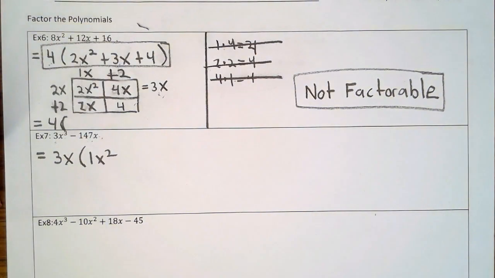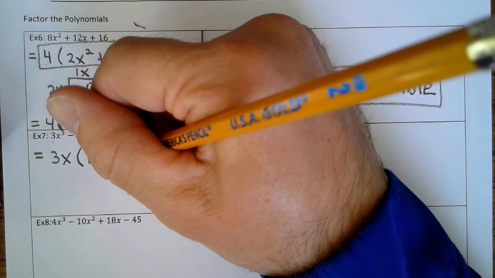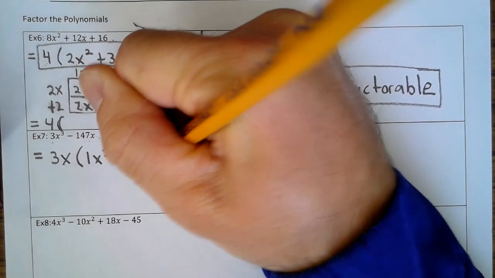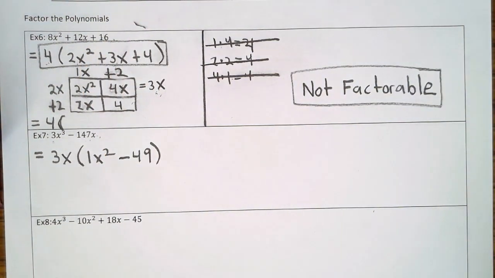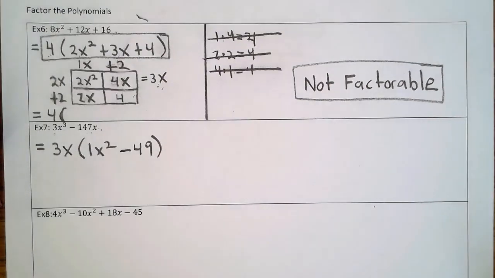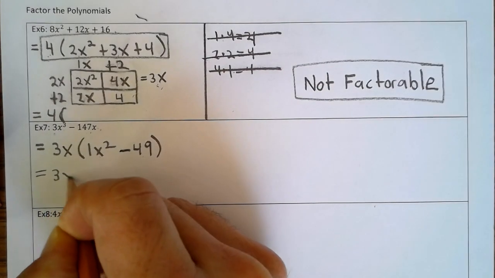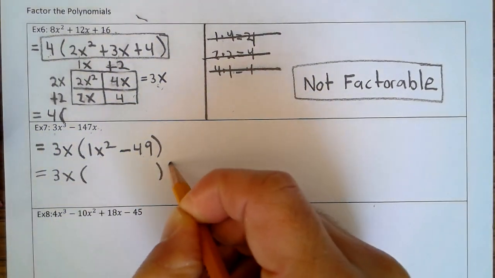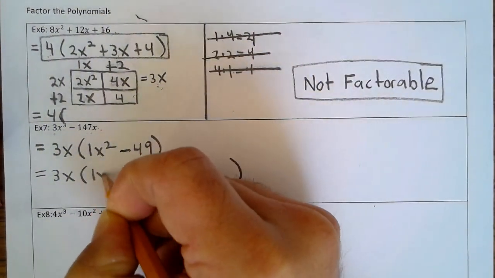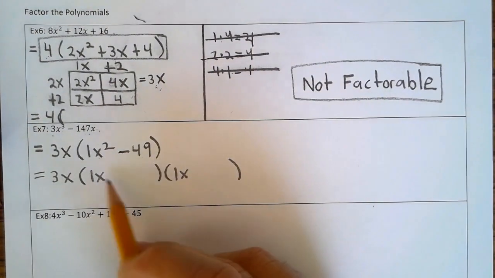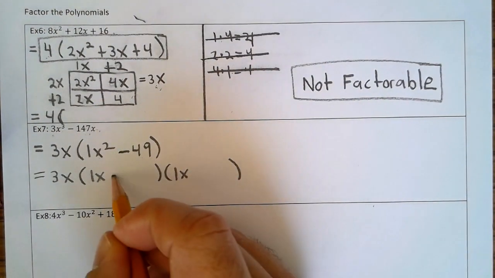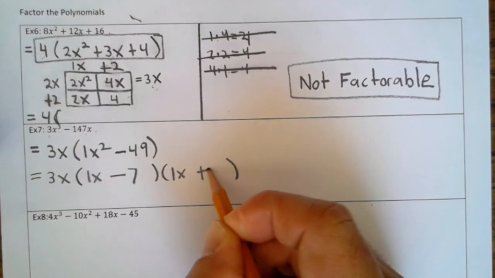Now, we've seen this before, and we're going to talk about it more on Friday, November 30th. But this is a difference of squares. So this can be factored as 3x, parentheses, parentheses, 1x and 1x make 1x squared, and then -7 and a +7 make -49. So this is factored. All right, so finish up example 7.